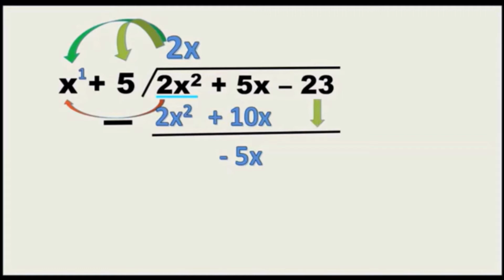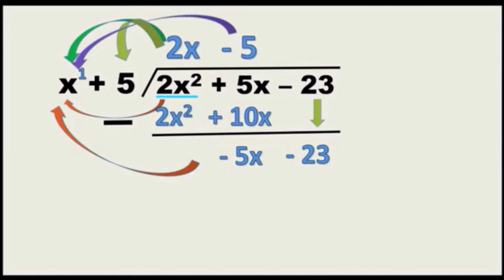Then next, this is now the new dividend. Divide negative 5x, the first term, by x. So, negative 5x divided by x is negative 5. Okay? Are you following? Next, negative 5, the answer, multiply it by the first term of the divisor. So, negative 5 times x is negative 5x. Okay? Next, multiply it by the second term of the divisor. Negative 5 times positive 5 is negative 25.